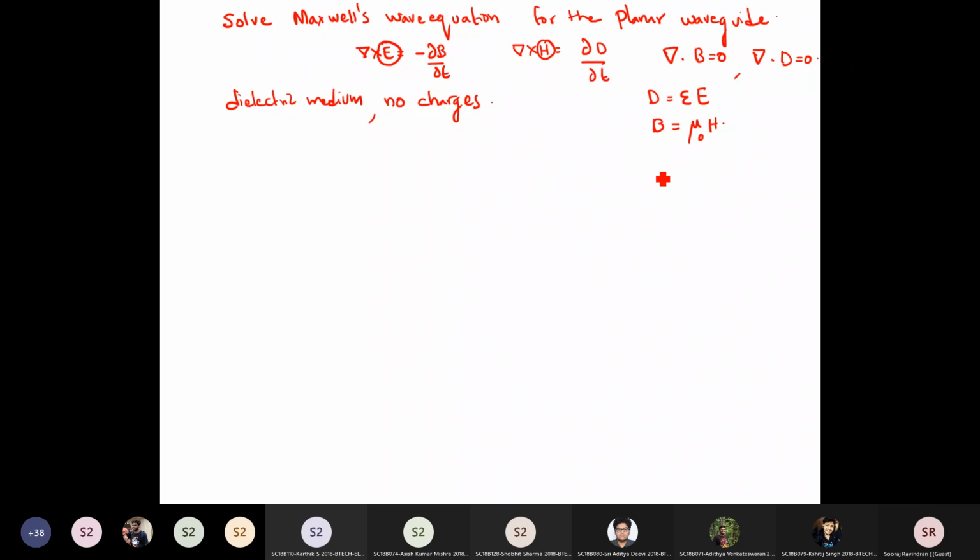So E and H represent the electric field and the magnetic field vectors. And this D and this B represent the electric and the magnetic flux densities. They are the flux densities, and epsilon represents the dielectric permittivity, and mu naught represents the permeability. So this is permittivity and this is permeability.